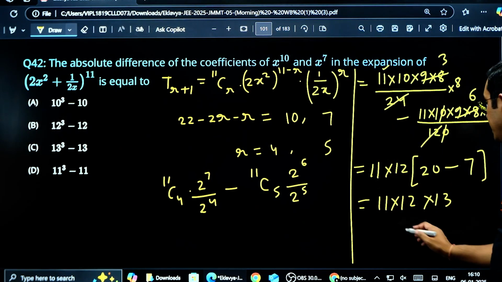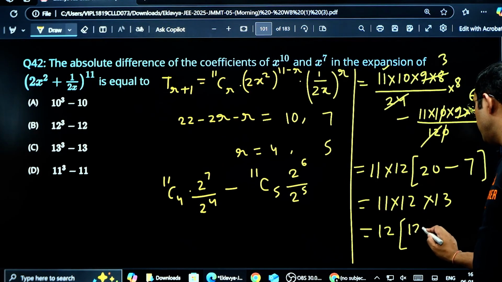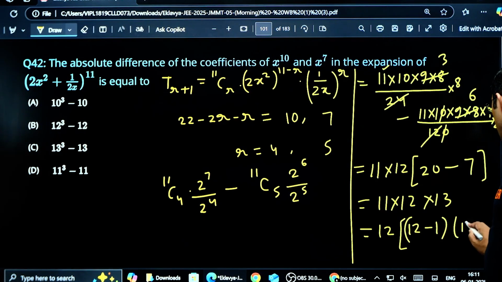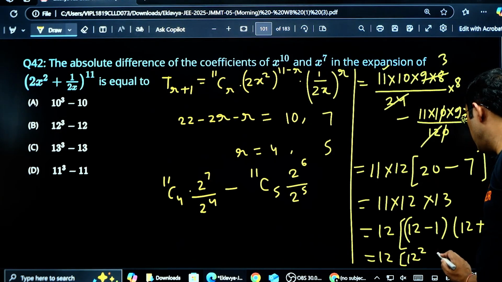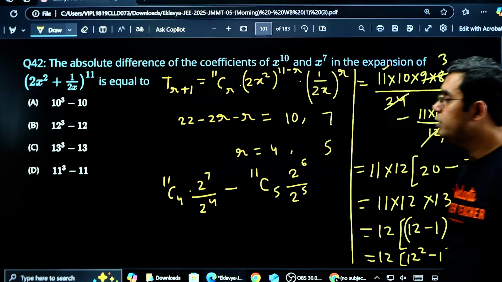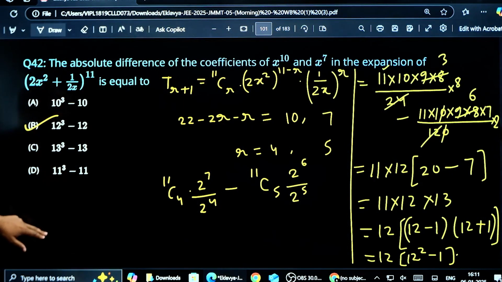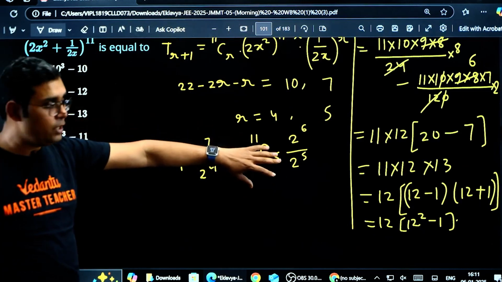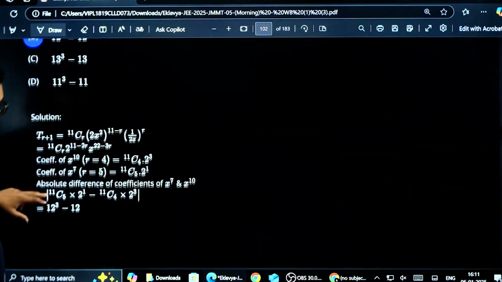But the answer is given differently. Actually, you can write it as 12 common, and 11 as 12 minus 1, 13 as 12 plus 1. So we are getting 12 into 12 square minus 1, that is 12 cube minus 12. So the answer for this will be B. If you do not observe this, you will have to find the value and then check each option to see which can be correct. So the answer here is B.